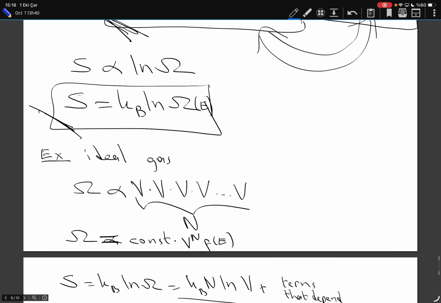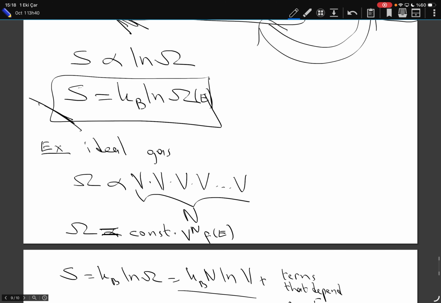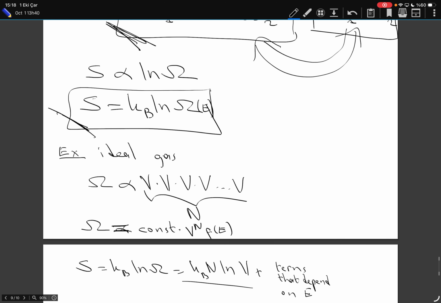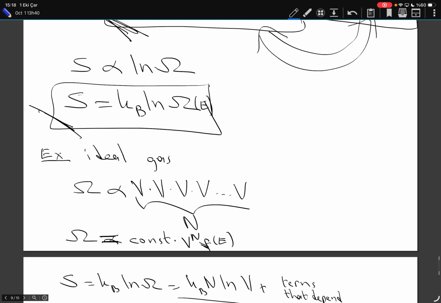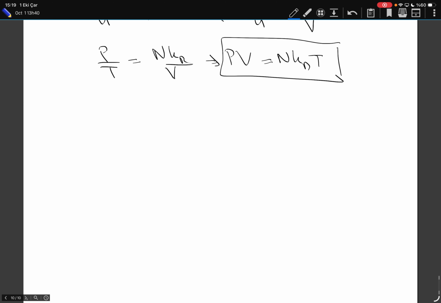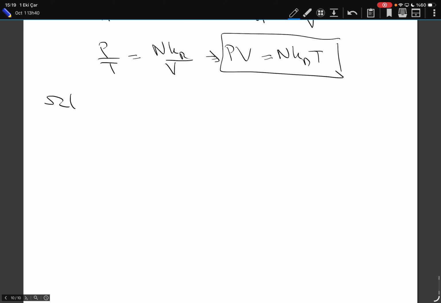Now, here we have a very simple system. We don't know what this coefficient is, we don't know what this constant is. Let's try to be more specific on what we mean by the number of microstates. Let's try to be more specific on this definition.